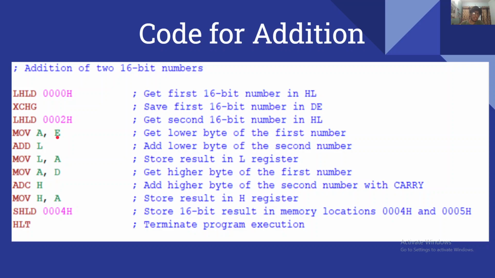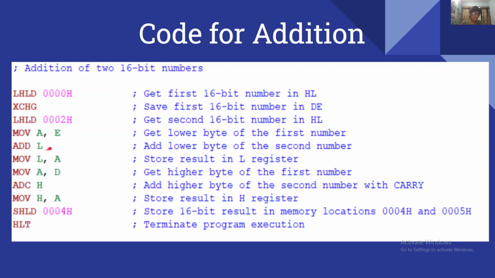And now moving on, we will MOV A, E. What it does is it stores E, the lower byte or the least significant byte of the first number, into the accumulator, and then ADD L. ADD L adds L to the accumulator. So this command is A equals A plus L, so L effectively gets added to E, because the value of E was stored in A.